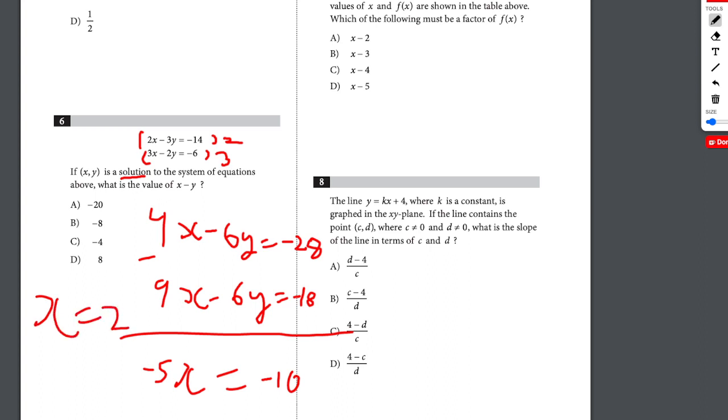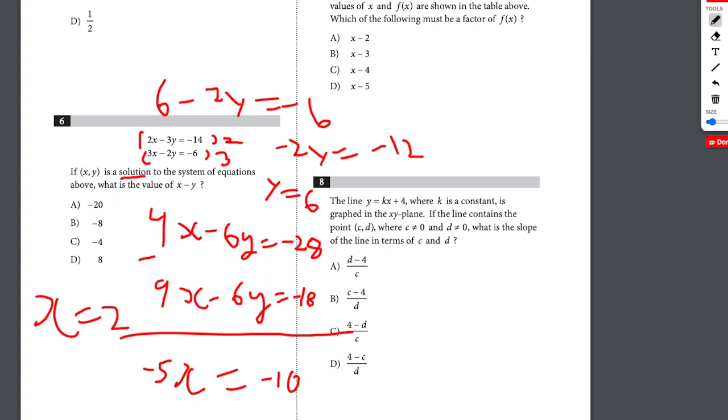We're almost there now. Now we can just solve for y using either equation. I guess we can use the bottom one. So 2 times 3 is 6, and 6 minus 2y equals negative 6. So we can say negative 2y equals negative 6 minus 6, which is negative 12. So y is 6.